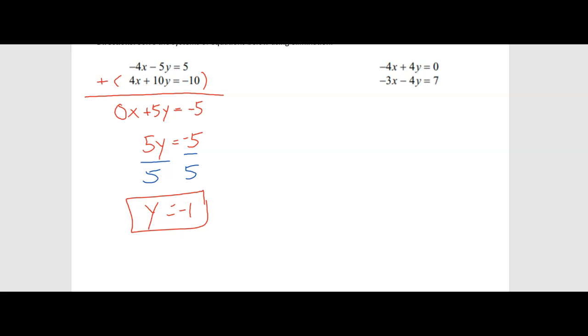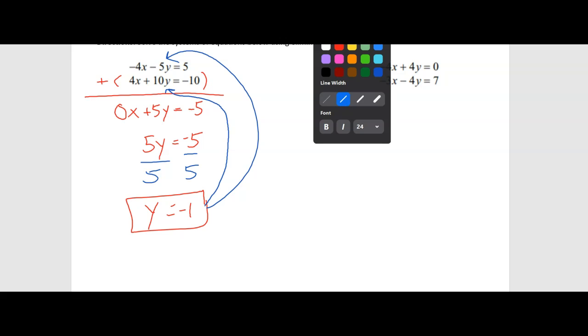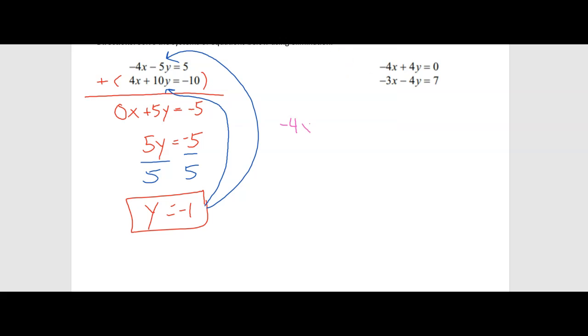Now, of course, we have our choice. We can take this y is equal to negative 1. We can go back to the first equation, or we can go to the second equation to figure out what x is. I'll just use the first one. So I have negative 4x minus 5y is equal to 5. Sorry, minus 5y, not 5x. I know that y is negative 1, so I get negative 4x minus 5 times negative 1 is equal to 5. That gives me negative 4x plus 5 is equal to 5.